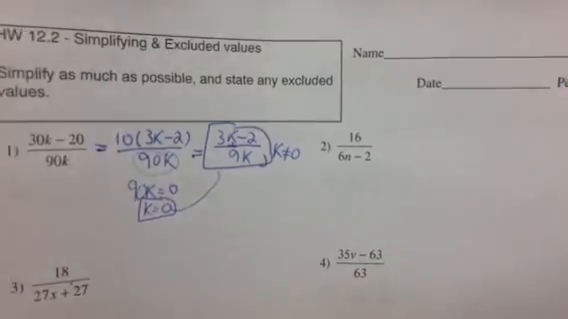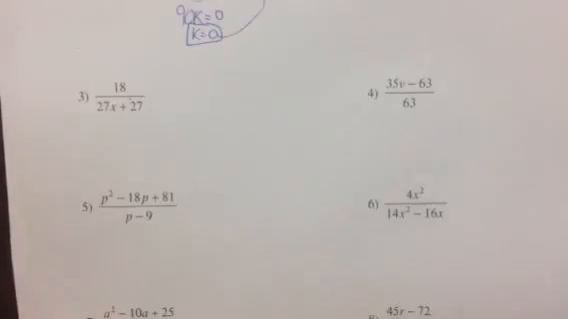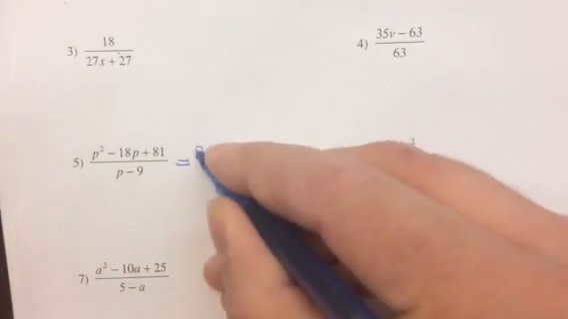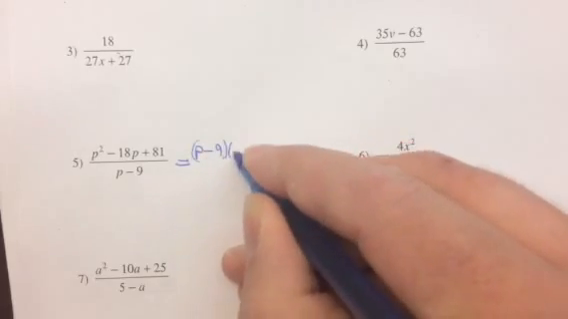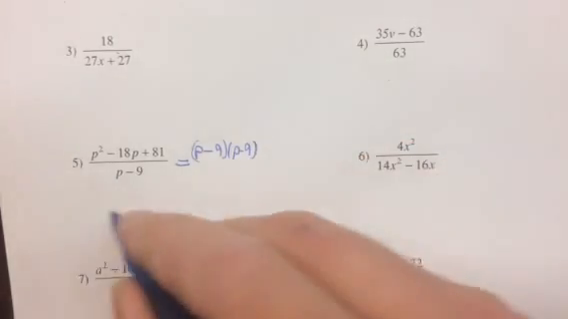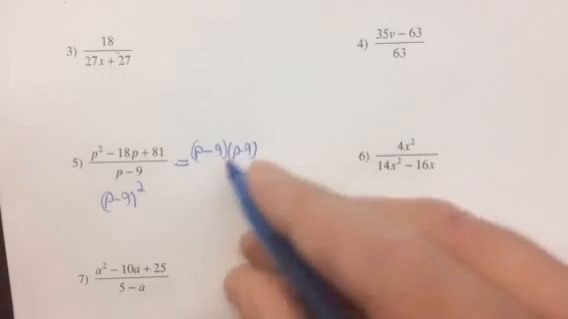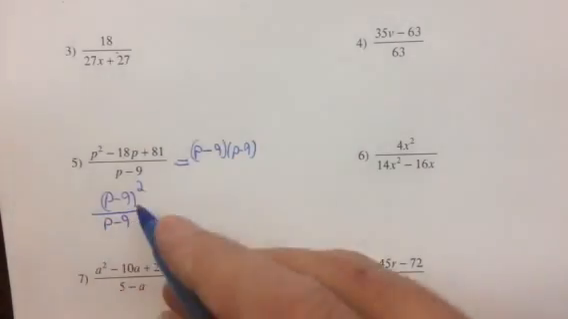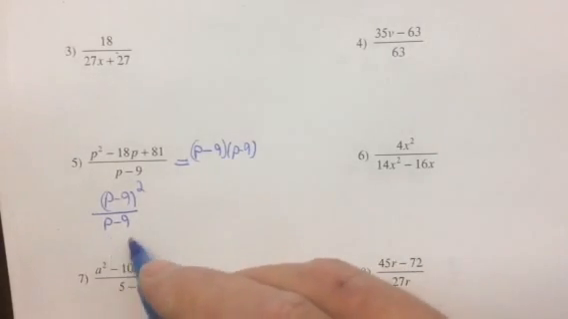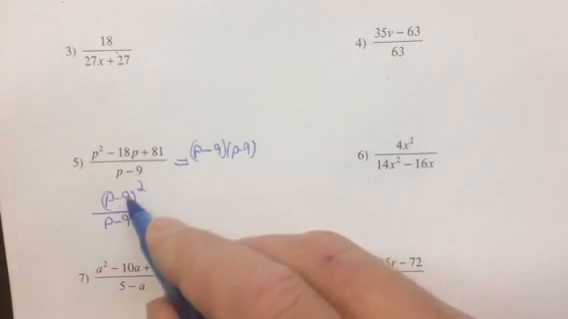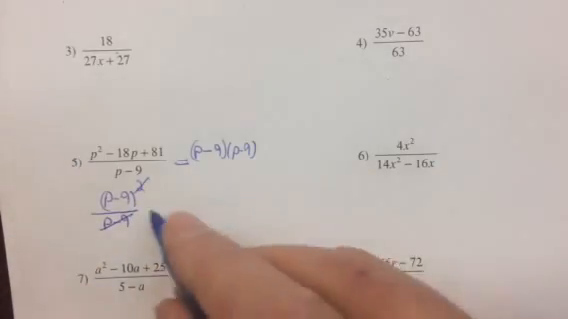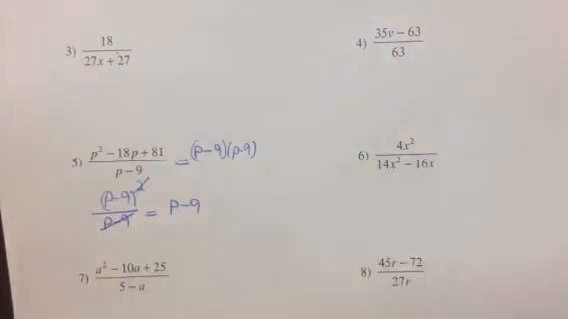Let's do a slightly more complicated one. Let's do something like number 5. Number 5, this is a quadratic. We can factor that. This is p minus 9 times p minus 9, or we could put p minus 9 squared. Both of these are the same, divided by p minus 9. And we'll notice we can simplify one of the p minus 9. So this is multiplying by p minus 9 and divided by p minus 9. We can cancel it out. That cancels out one of the p minus 9s. And so we just get p minus 9.